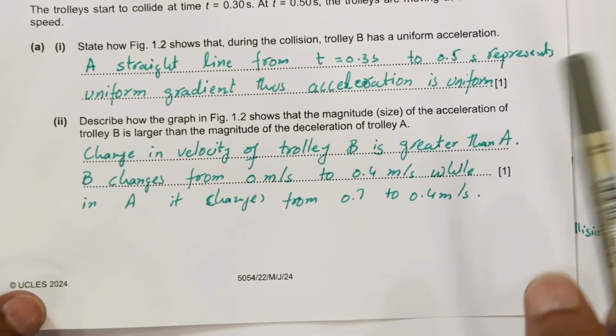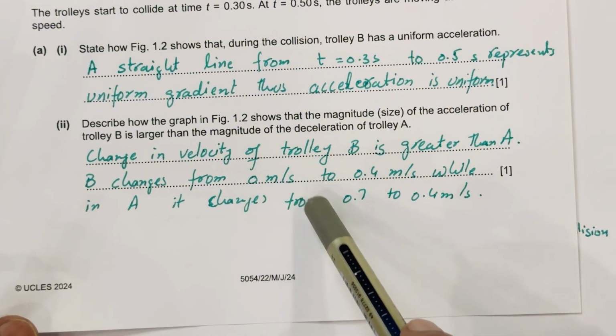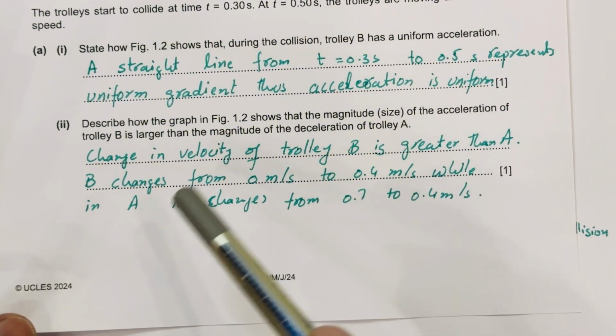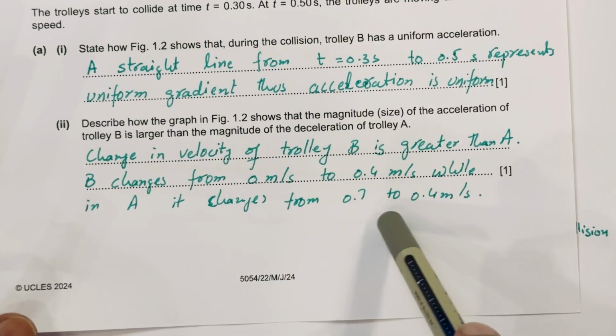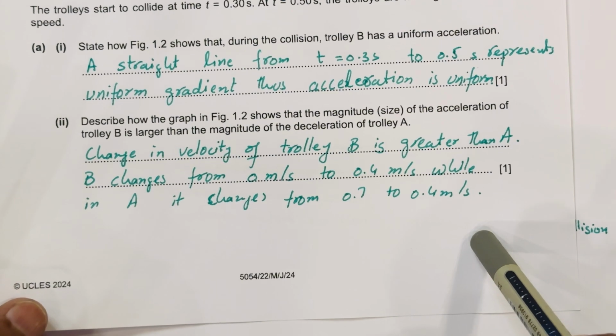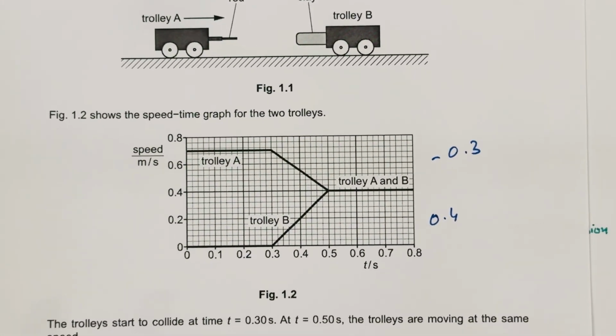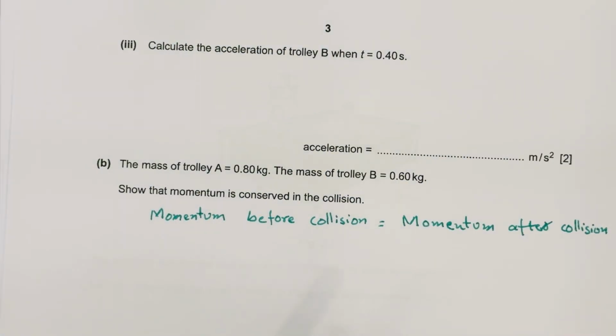So we're going to write that the change in velocity of trolley B is greater than A. B changes from 0 to 0.4, while A changes from 0.7 to 0.4, so it clearly shows that. Or you can write the steepness of the graph, because it is a 1 mark question. Moving to the next part.